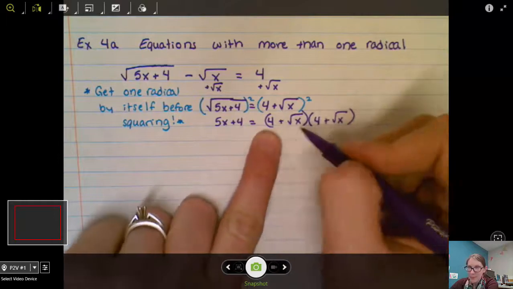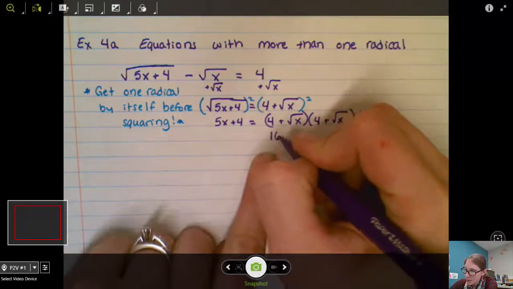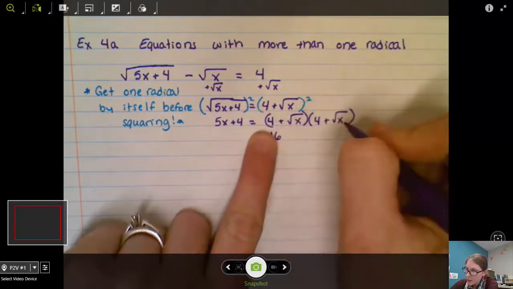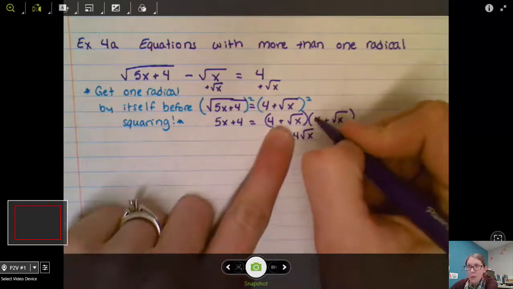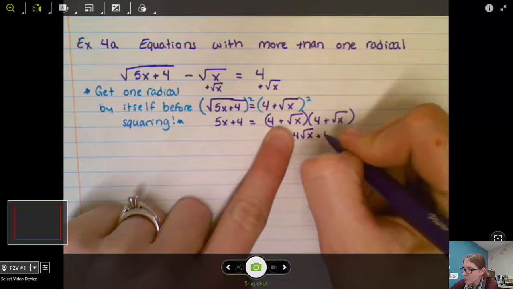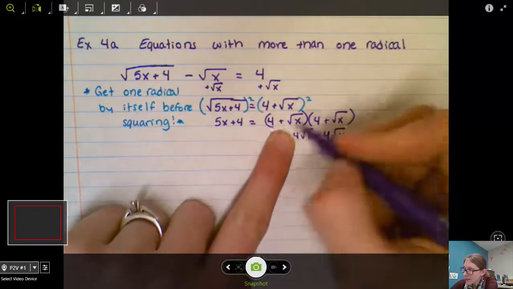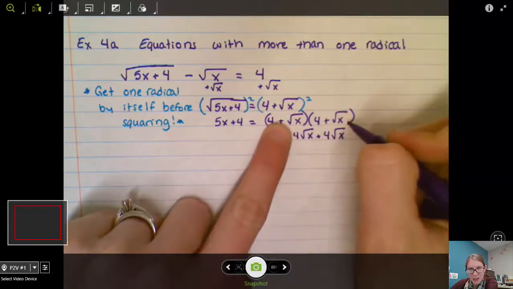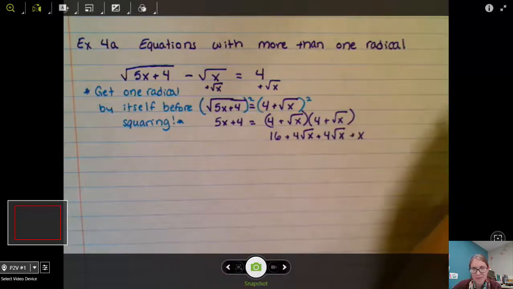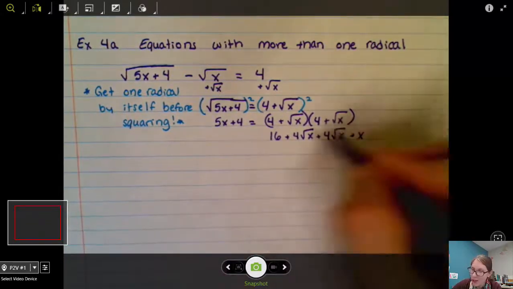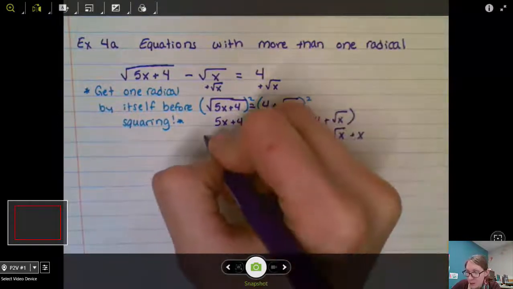Now let's multiply this. 4 times 4, we get 16, plus 4 squared x, plus 4 square root of x, plus the square root of x squared, which is just x. Well, shoot, we still have these radicals over here. All right, well, let's see what we can do.